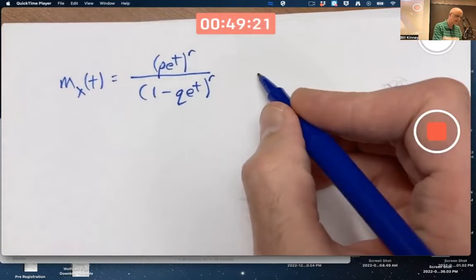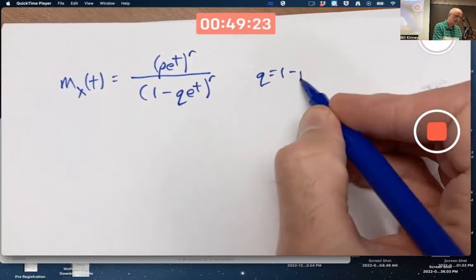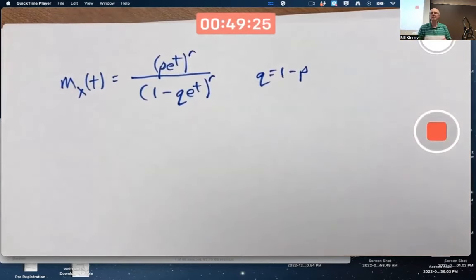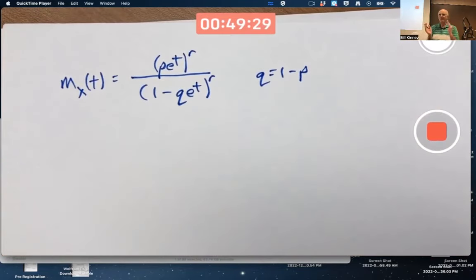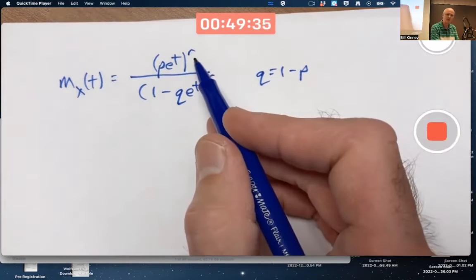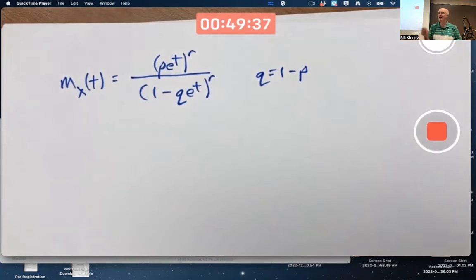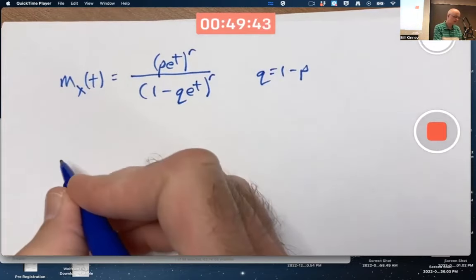Again, q is always 1 minus p. Both things individually are being raised to the r power. That means you could take this entire fraction, put parentheses around it, and raise it to the r power if you wanted to. You also could use a property of exponents to write the numerator as p^r times e^(rt) if you wanted to. It's not a big deal.